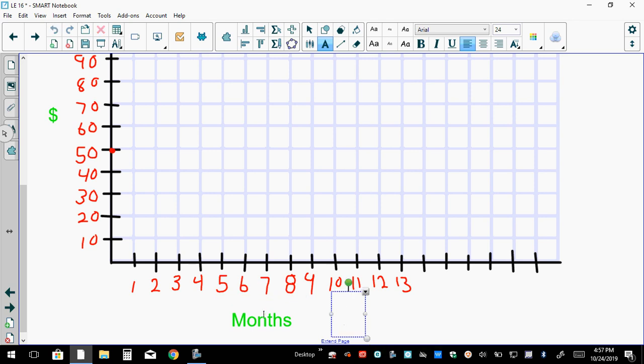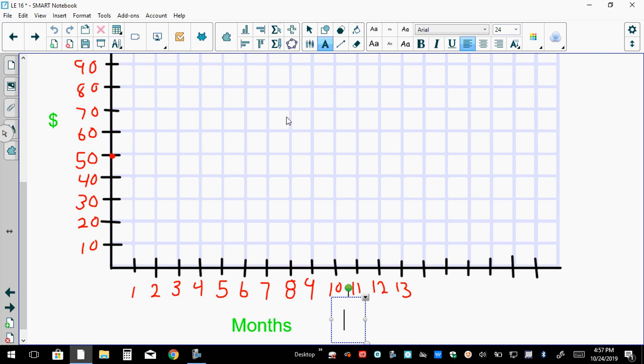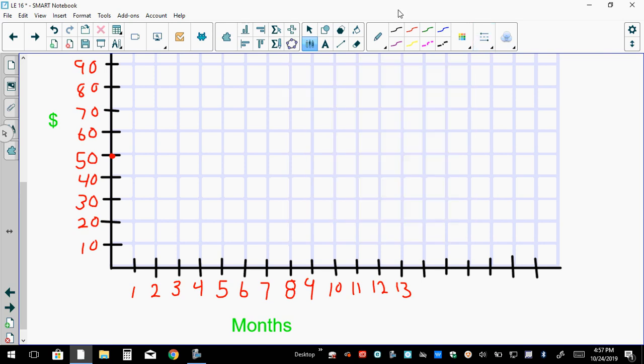So we're back here to months. So this is months, that's dollars. So let's go ahead and start graphing this. Pause it and set something up that looks like this. All right, so now let's go ahead and make some points on this graph.